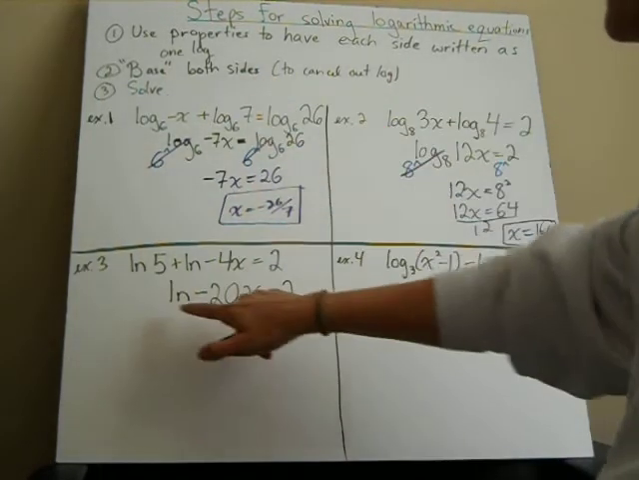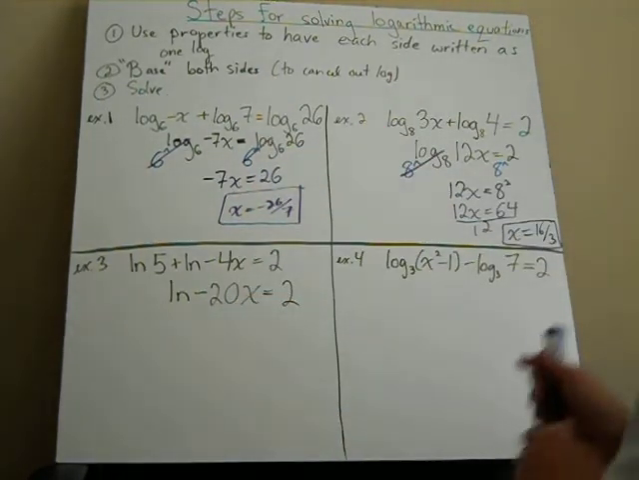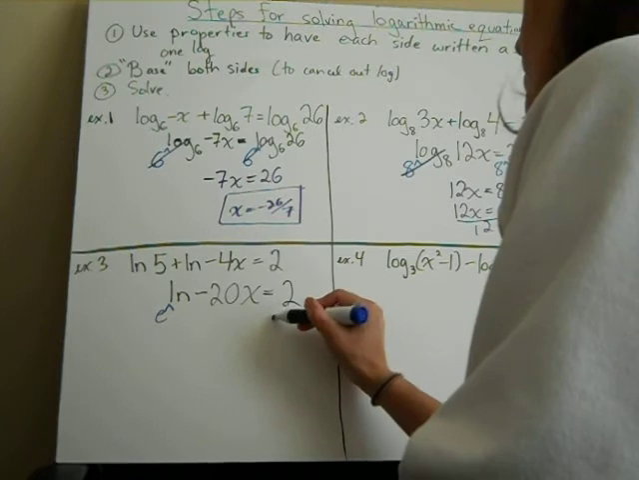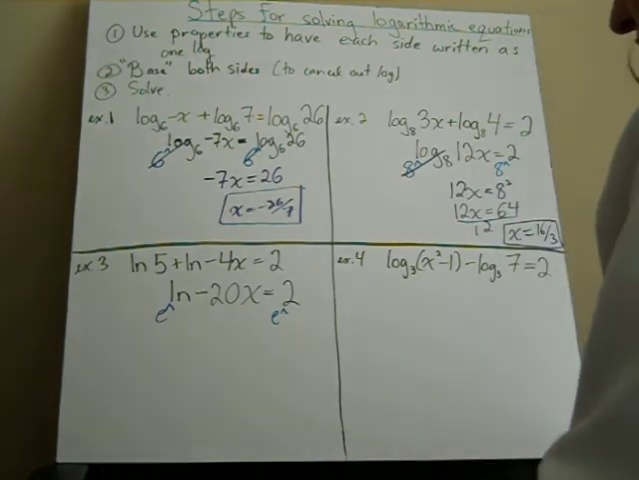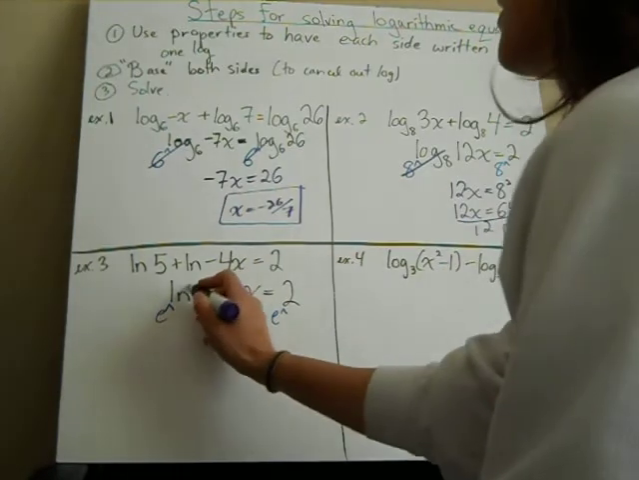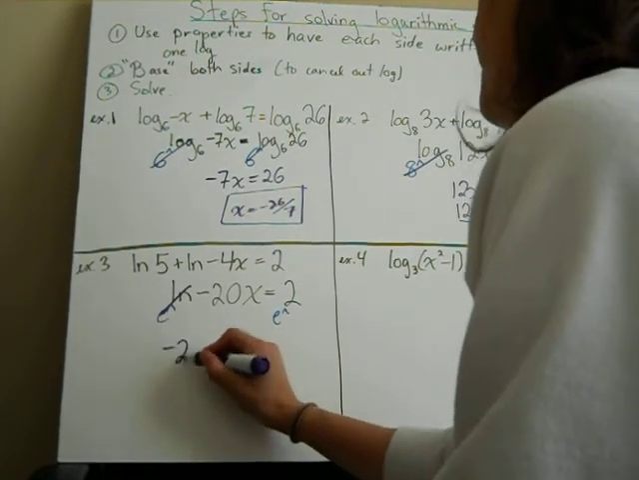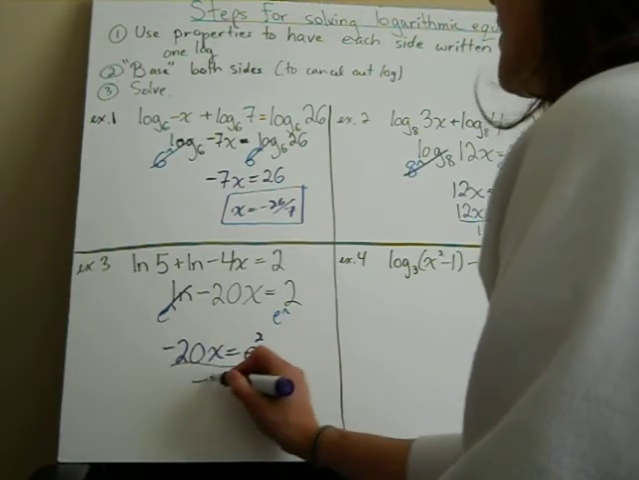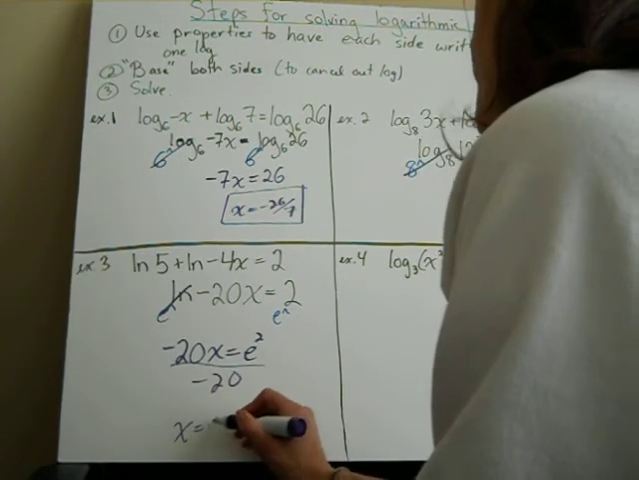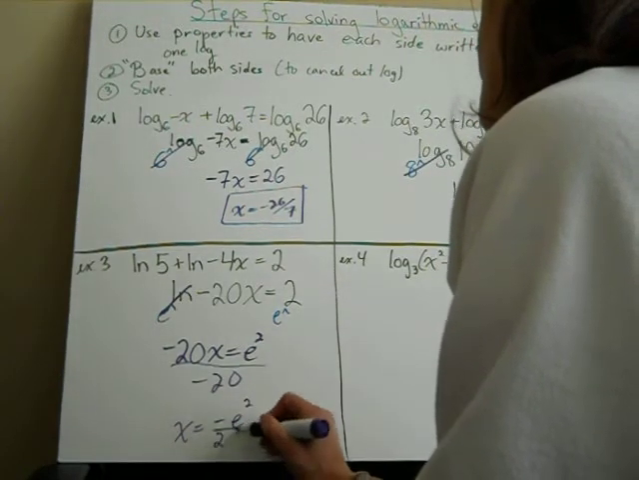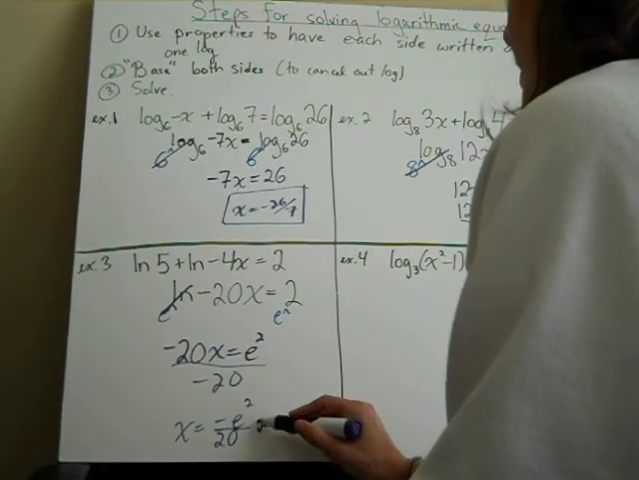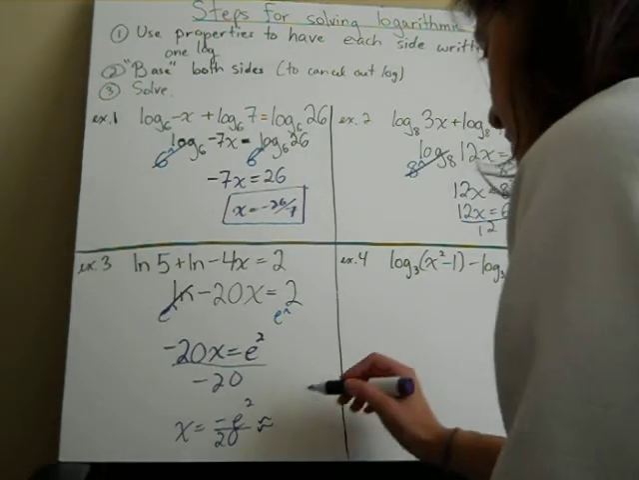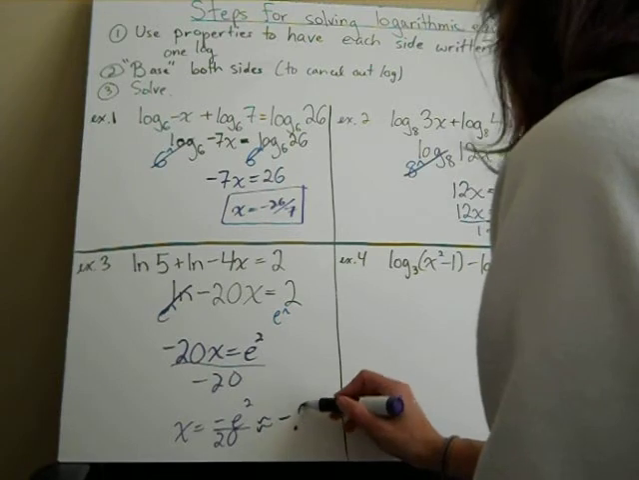Now, when we base both sides, here you have to remember what's the base of natural log. The base of natural log is e. So the e to the natural log will cancel each other out, and you're left with negative 20x is equal to e squared. To solve for x, go ahead and divide by negative 20. So x is equal to negative e squared over 20, and honestly, I like that answer best, but you might have to approximate that, so make sure you know how to put that in your calculator, and that is approximately negative 0.369.